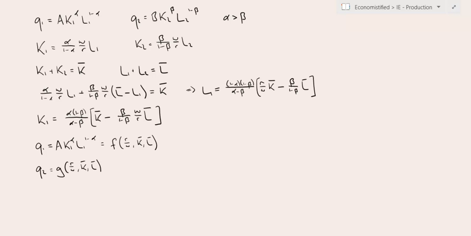I can also use the expression we derived for prices. So remember, in the previous video, we said that the price of good G is equal to the following function of wages and the return on capital.